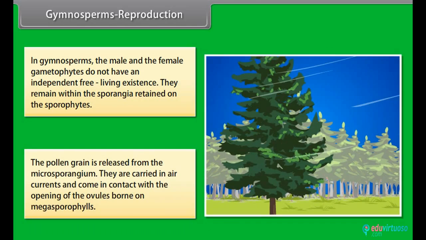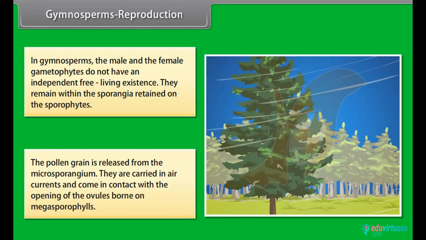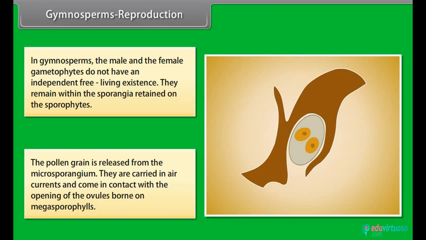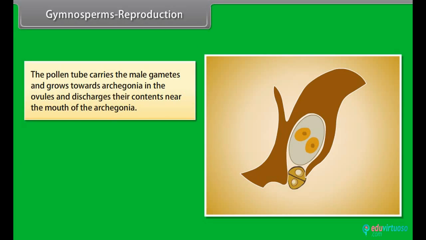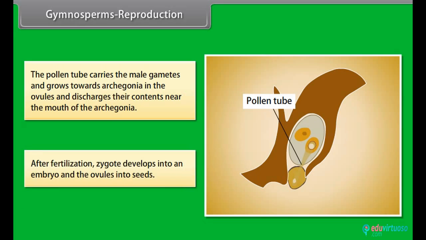The pollen grain is released from the microsporangium. They are carried in air currents and come in contact with the opening of the ovules borne on megasporophylls. The pollen tube carries the male gametes and grows towards archegonia in the ovules and discharges their contents near the mouth of the archegonia. After fertilization, the zygote develops into an embryo and the ovules into seeds.